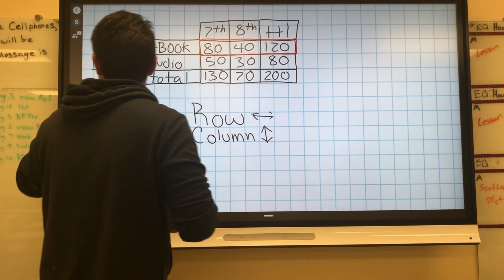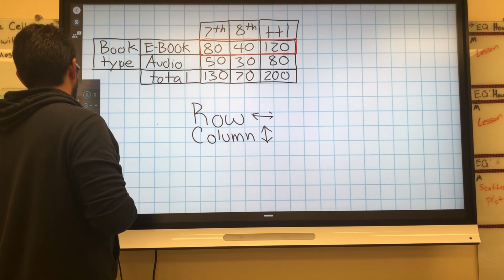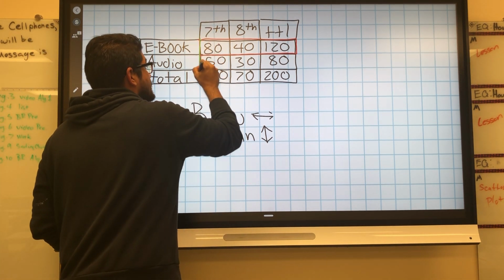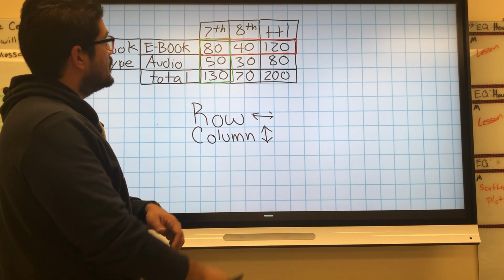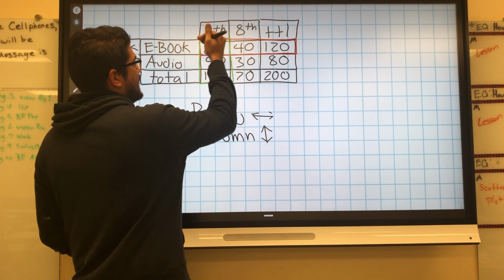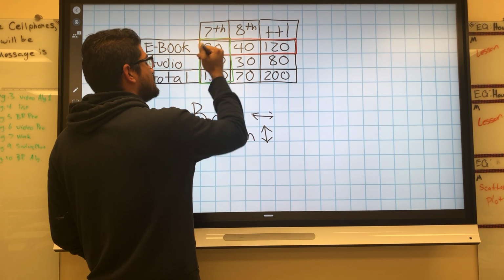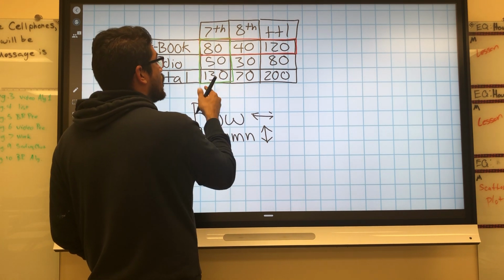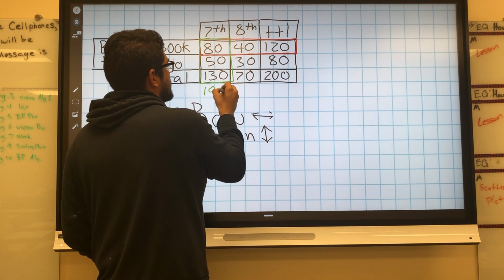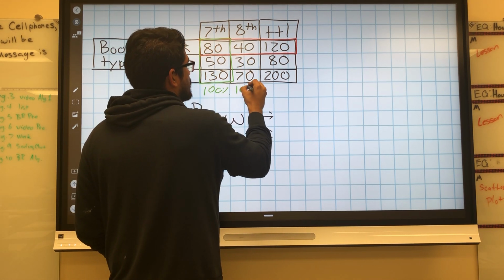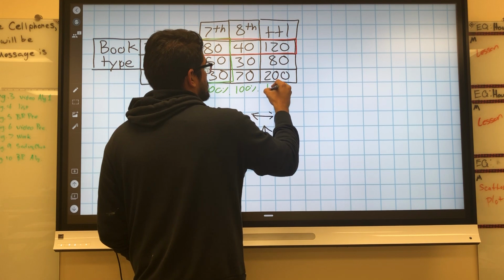So if I say columns, you guessed it, we're probably going to be doing something straight down like this, the columns. So columns are up and down. So if I said columns, it would be 80 divided by 130, then 50 divided by 130, and you get a percent. So all my 100% would be down here. This would be 100%. This at the end result would be 100%, and this would be 100%.